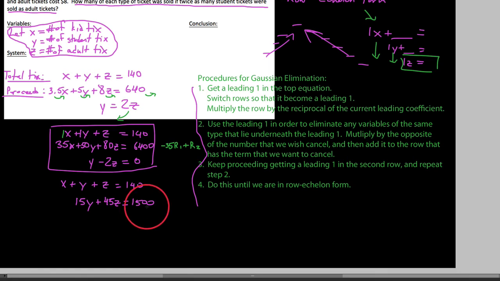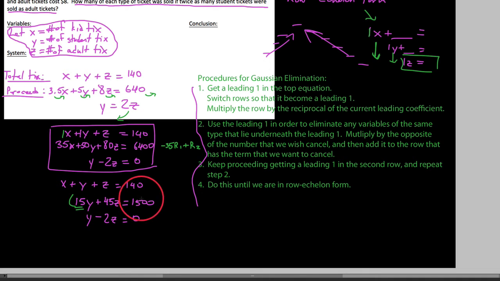So 1500, and then I'm going to rewrite my third and final equation down here, which was y minus 2z equals 0. So the good news is we have a leading 1 in the first row, and we have zeros underneath it. That gets us all the way through step 2 here. Step 3 says then, keep proceeding getting a leading 1 in the second row and repeat step 2. So now that I have it down to this, I have a 1 with zeros underneath. I want to go down to my second row and get a 1 here.